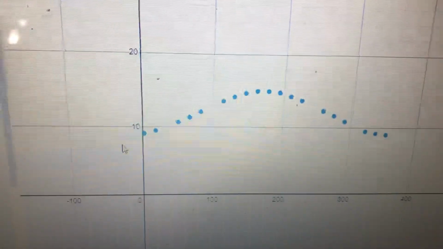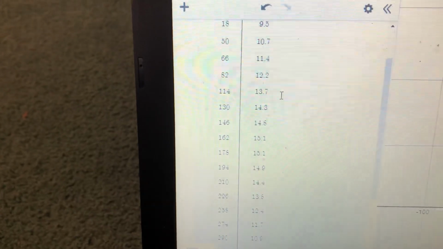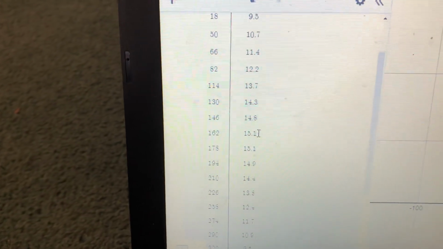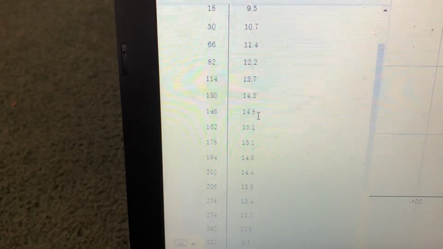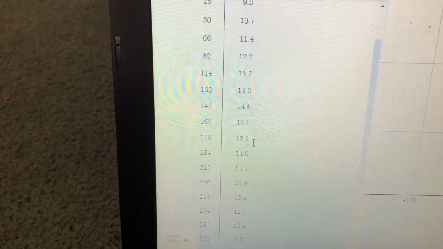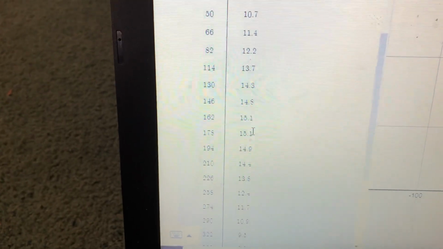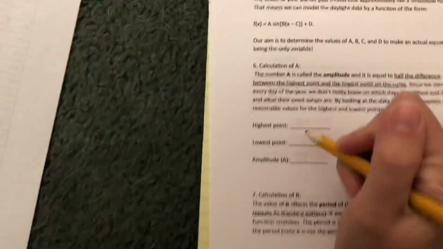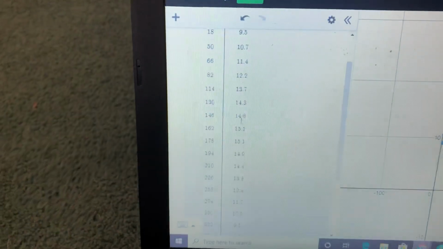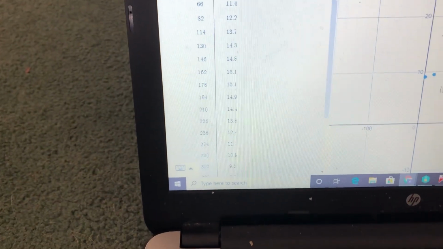So you can use your mouse to click on it, or you can use the table. So 13, 14, okay, 14 is pretty big, and then it drops. So let's use, this is 14.9, 14.8. Ooh, this is 15.1. Let's use 15.2. We're going to guess that the highest point is 15.2.